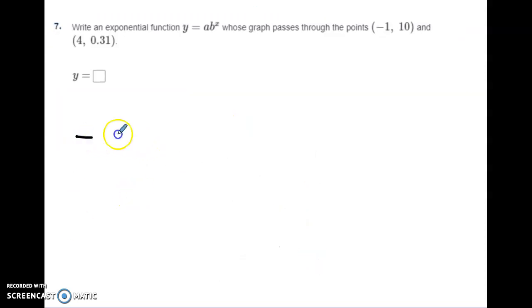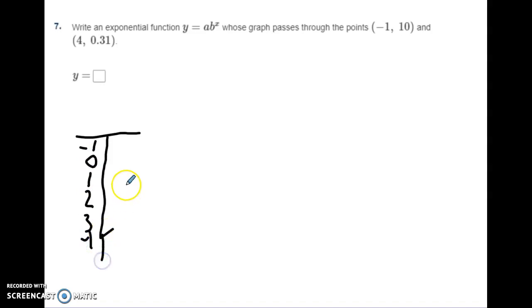Number 7, going to do the same thing, only this time it goes from -1 to 4. So I'm going to start with -1. I want to find my 0 term, and then I'm going to go all the way down here to number 4. And at -1 the value was 10, and at 4 it was 0.31. So I'm filling my table here.